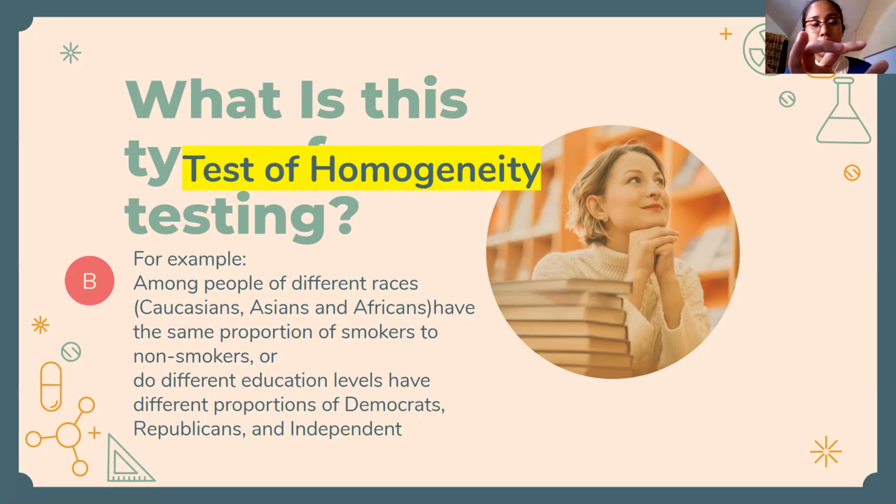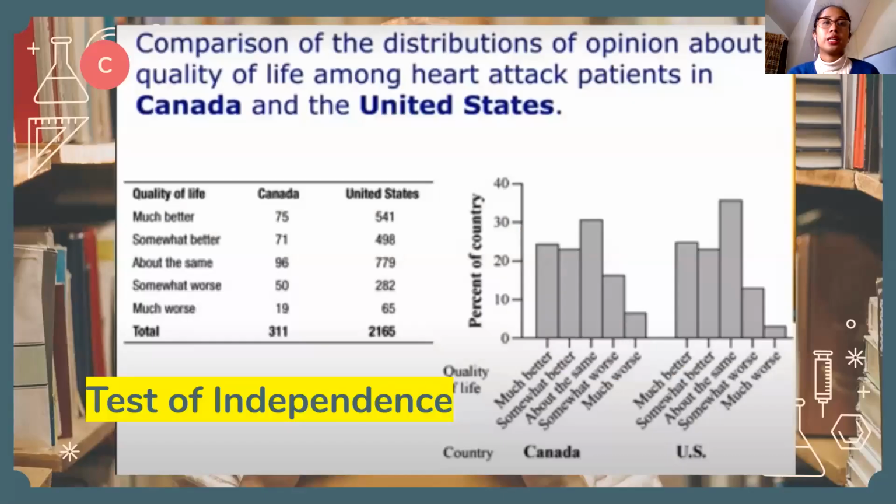So the subgroups are Caucasian, Asians, Africans. They're comparing the proportions of smokers and non-smokers, educational level. So they are, aside from educational level, kino-compare pa nila kung Democrat sila, Republican, or Independent. Yan, next guys. Comparison of the distributions of opinion about quality of life among heart attack patients in Canada and US. Yan. So they're comparing the quality of life among Canada and US. So this is a test of independence.